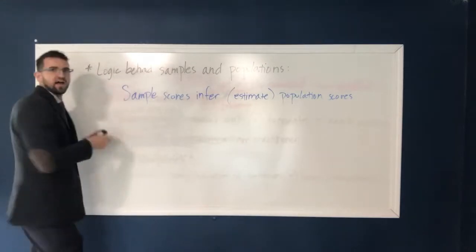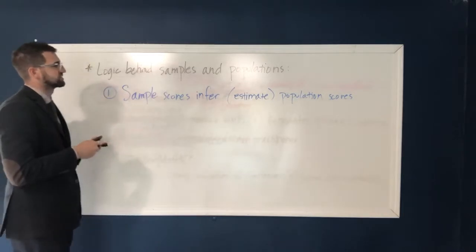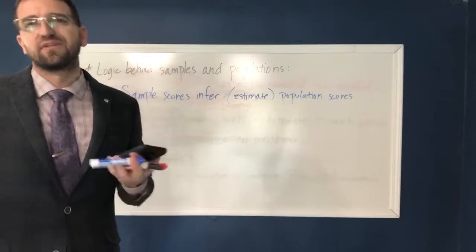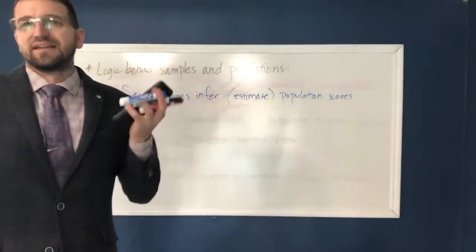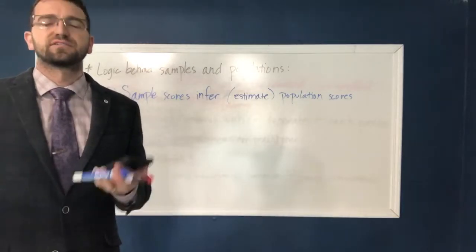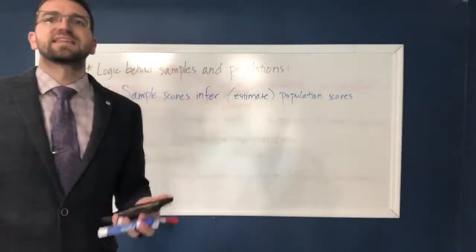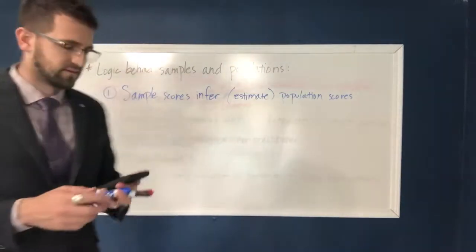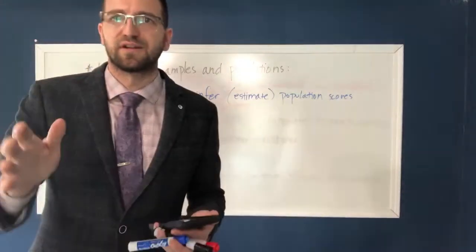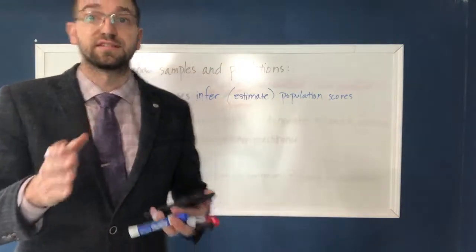So the first concept, and I'll mark it down as number one, is the fact that sample scores infer or estimate population scores, right? And we already talked about this. We sample from the population so we can make a statement about the population. And there are various statistical procedures we're going to use to do that, and they're all called inferential statistics.